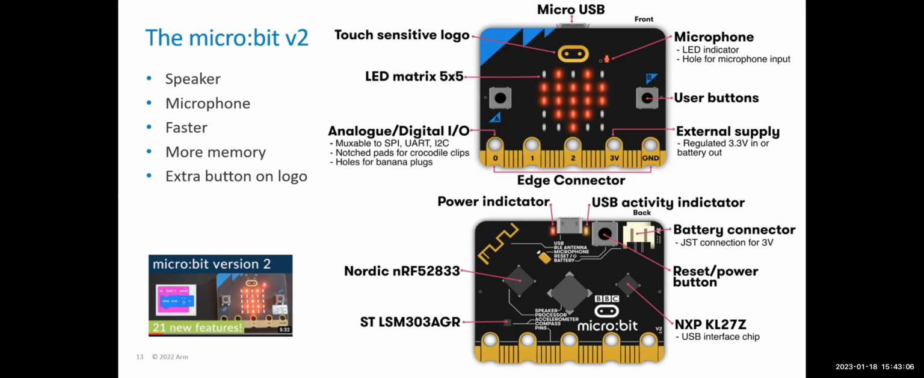And just to draw your attention to the new features of the version 2, which is the latest one from the Microbit Foundation, the new Microbits have got a speaker on board, which previously they didn't. It's also got a microphone, so you can do more sound-based play. It's just generally faster. It's got a more powerful processor. It's got more memory available to it, and it also has an additional button. And you can see all the new features of that on the OMSchool program YouTube channel.